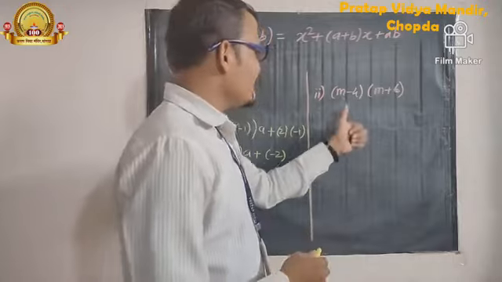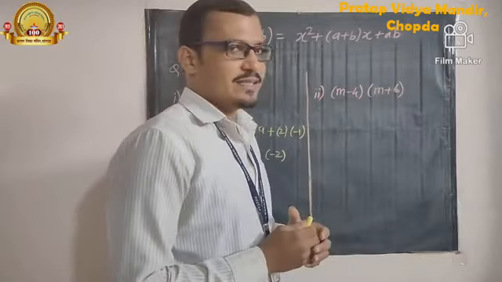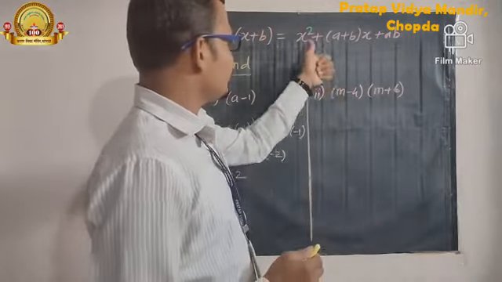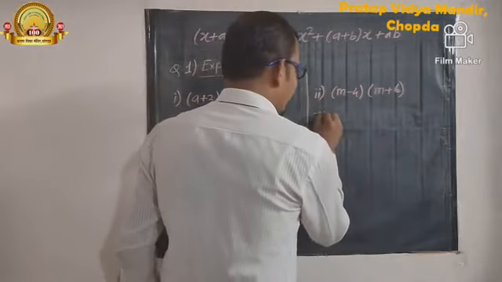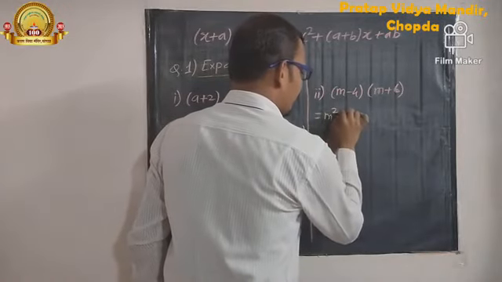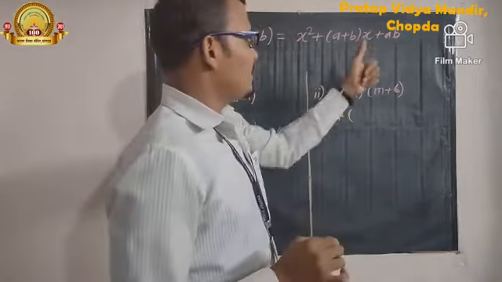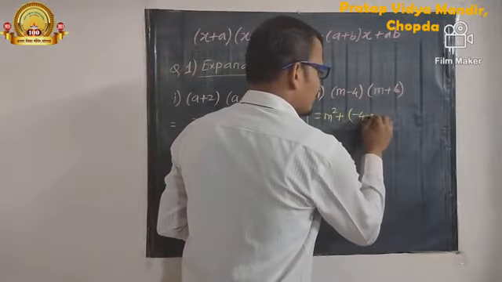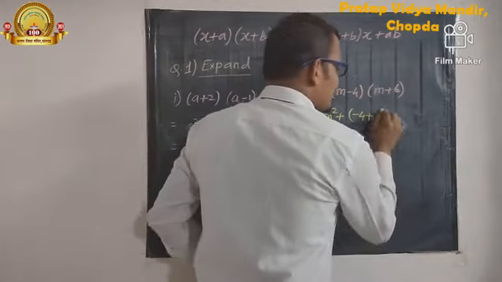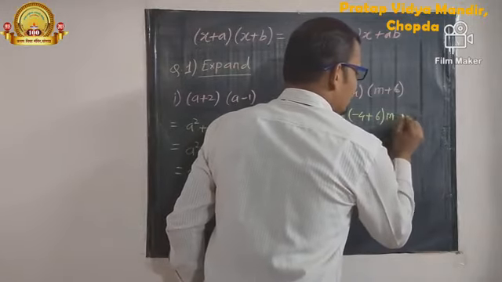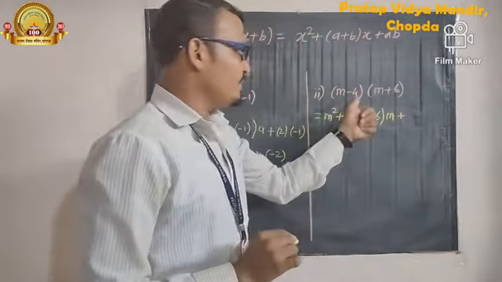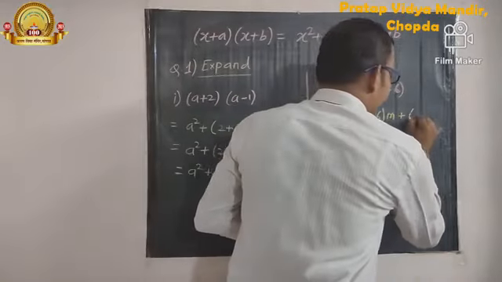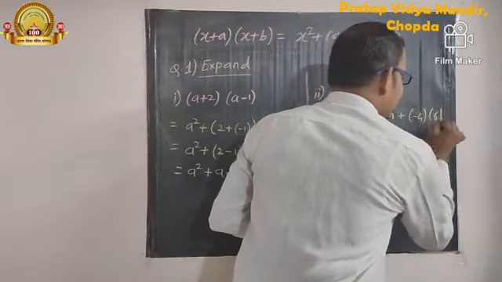Then our next example is m minus 4 into m plus 6. Here x is replaced by m, so we take m square plus a plus b. What is the value of a? Minus 4. So minus 4 plus value of b is 6. So b into m plus a into b, that is minus 4 into 6.